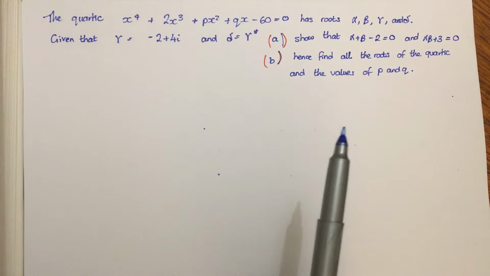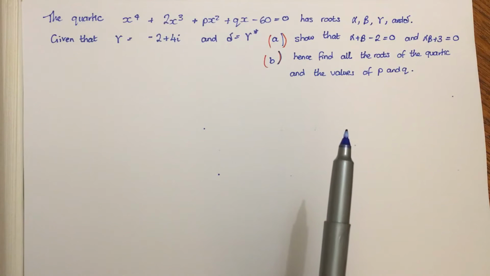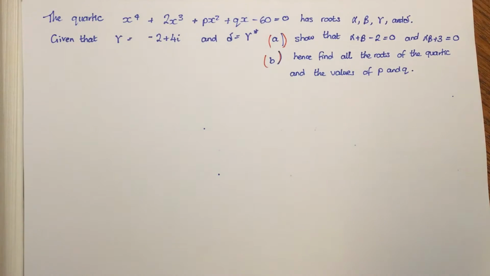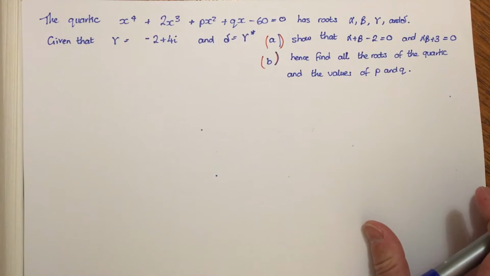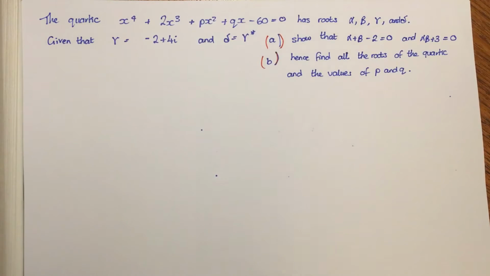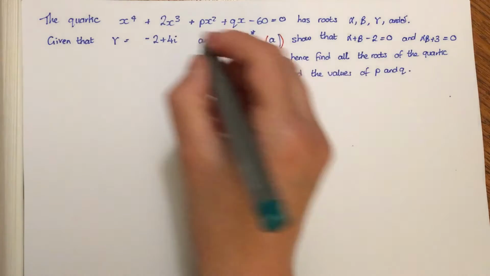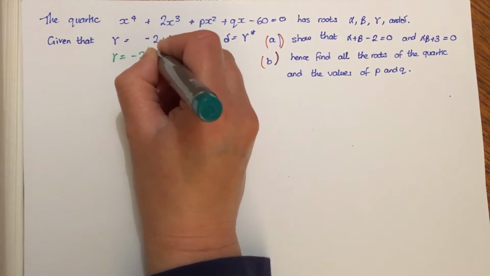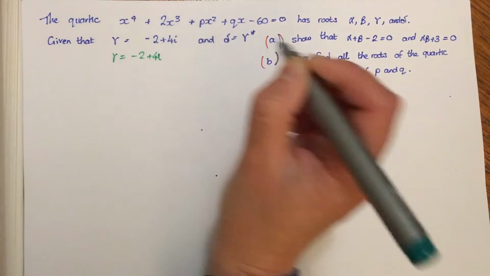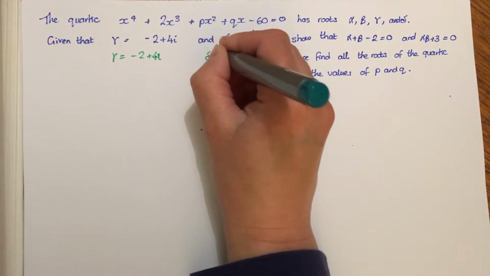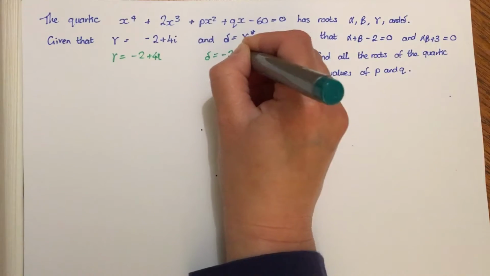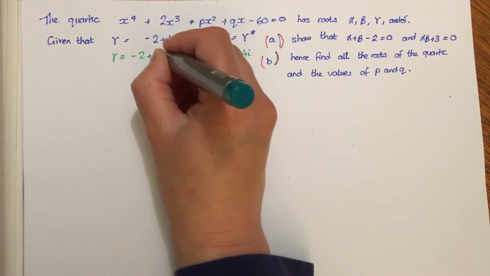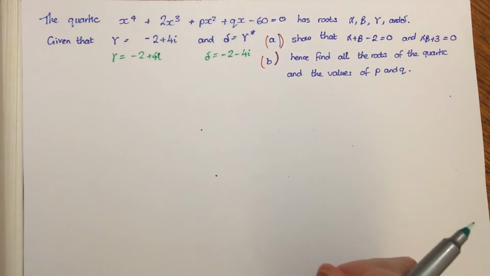Now, the thing I'd ask you to bear in mind with quartics is that the identities themselves are more cumbersome, so try as much as you can to always be looking for what's going to be the easiest for you to work out. Before we do anything else, I just want you to remember that if gamma is minus 2 plus 4i, and delta is the conjugate, then delta must be minus 2 minus 4i. Okay, so don't forget the easy parts at the beginning.